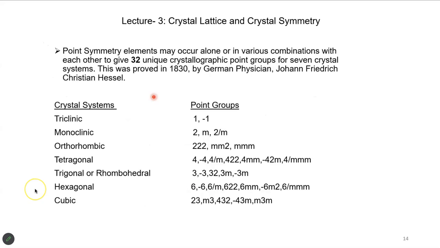We will be talking now about point groups. Point group means that we have to deal with point symmetry elements only. Combination of these point symmetry elements creates 32 unique point groups for the 7 crystal systems. That has been mathematically derived by the German physician Johannes Friedrich Christian Hessel. These 32 point groups of symmetry elements we'll discuss in detail in the next lecture. Thank you very much for your attention.